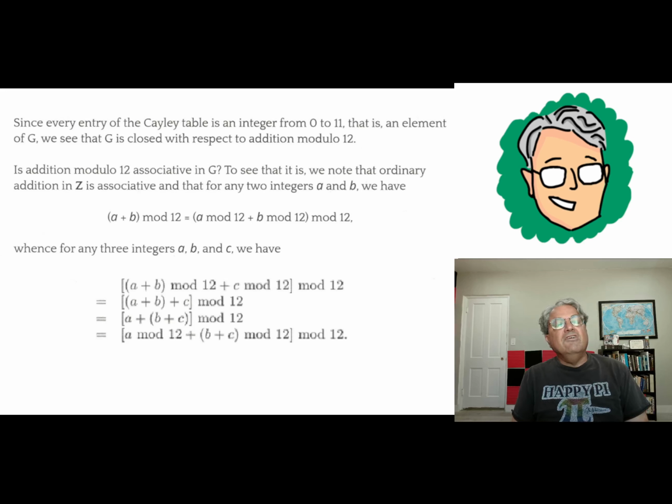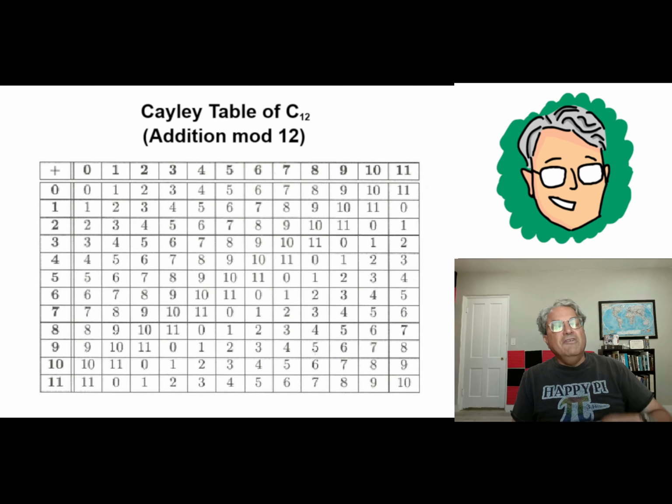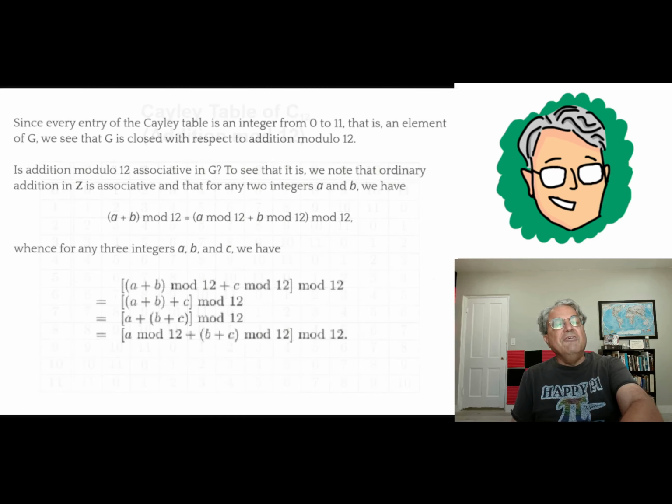First, I'd check associativity. Probably closure is obvious, right? Because if you take any two numbers from 0 to 11 inclusive, and you add them, and you take the remainder when you divide by 12, you're always going to get another number in this group. So that proves that it's closed. What about associativity? Well, you could do a little trick here.